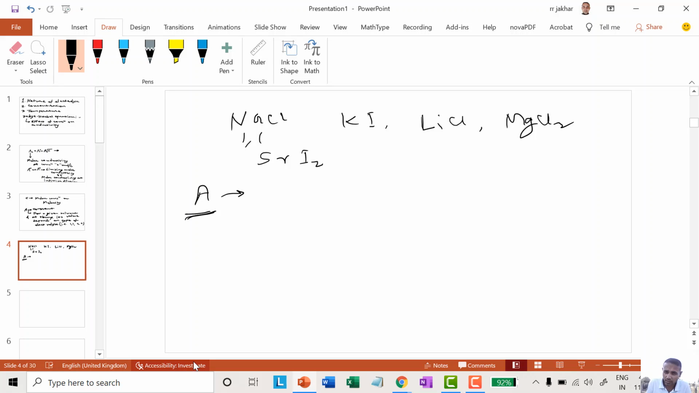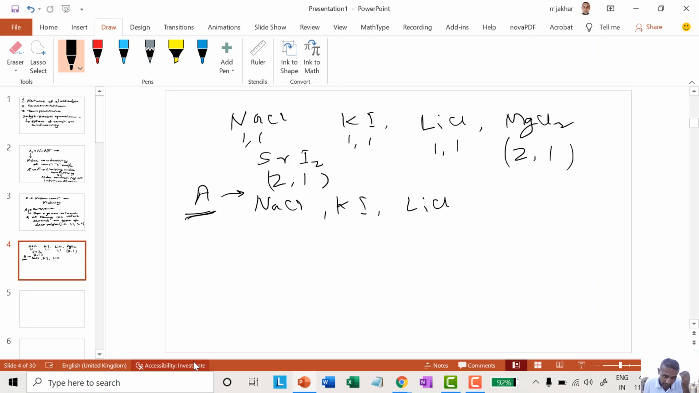And now what about MgCl2? Is it one type or not? It will be 2 1 type. Here the cation is bivalent, so we write 2, and the anion is monovalent, so we write 1. So it is 2 1 type. And what about SrI2? It is also 2 1 type. So for NaCl, KI, LiCl, for all three electrolytes, the value of A will be similar. And similarly for MgCl2 and for SrI2, the value of A will be the same. You got it? Here the type of electrolyte means the valency of the electrolyte we are taking into account.